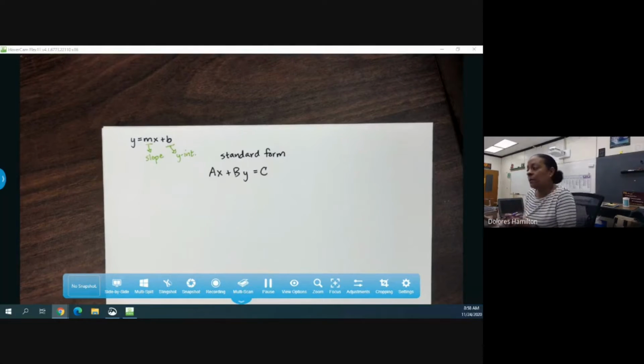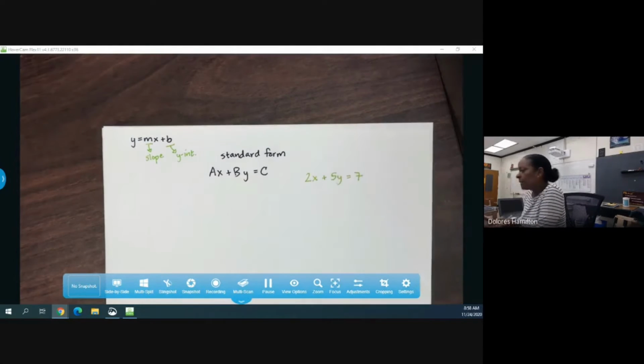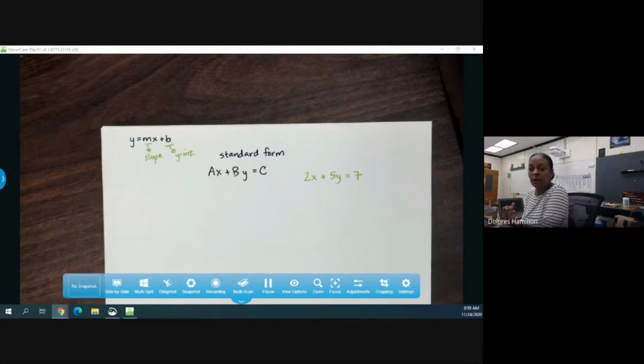So typically when you see an equation in that form, your a, b, and c values are integers. So I'll give you an example of what one looks like. This is an example of a line that's in standard form. And if we were to see that, we would say in that example, a is 2, b is 5, and c is 7. So the useful thing about standard forms is that we can oftentimes graph them in a different way. And we end up graphing lines that are in standard form by using the x and y intercepts.